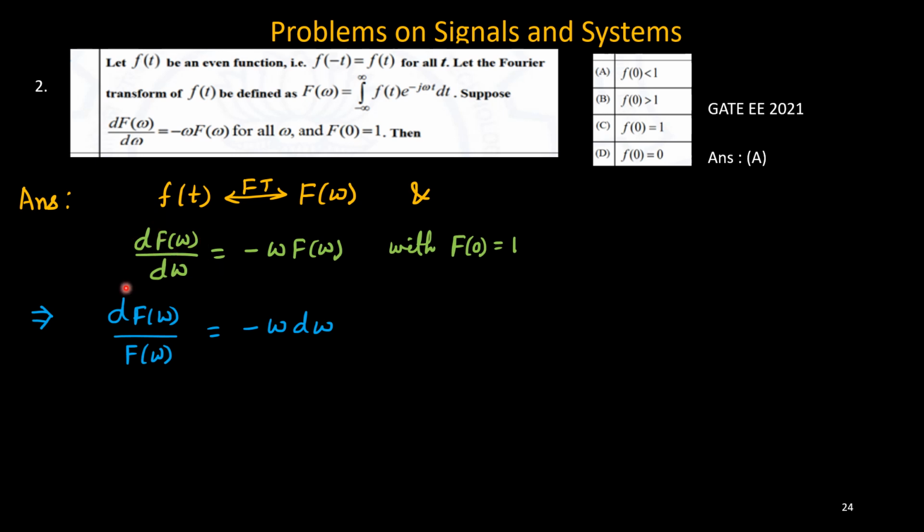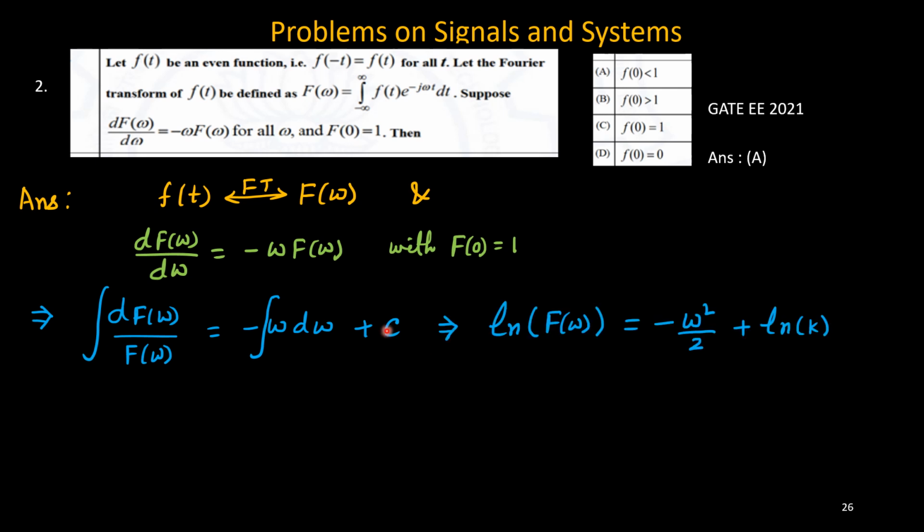So we can consider dF(W) upon F(W). This F(W) I can take in the denominator here, and this dW I can take to the other side. Okay, so this is the equation we will get. Now we can integrate both sides. If I take the integration, I'll get one integration constant C. Now this one is ln F(W), log base e of F(W), and the integration of W is simply W square by 2. So it is minus W square by 2.